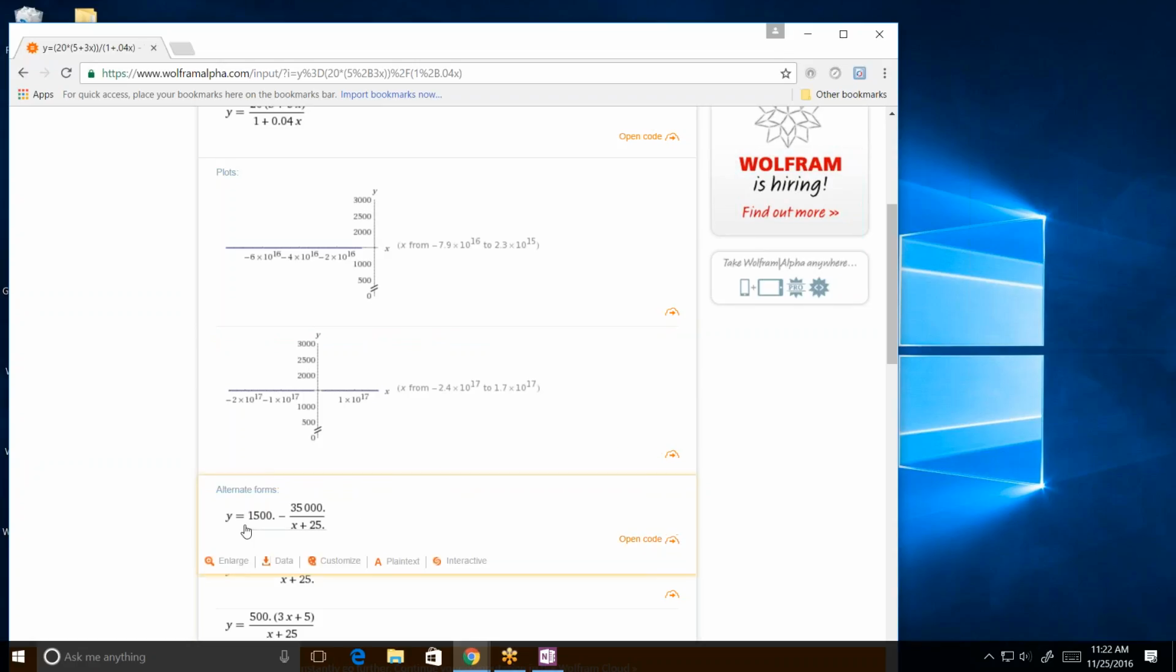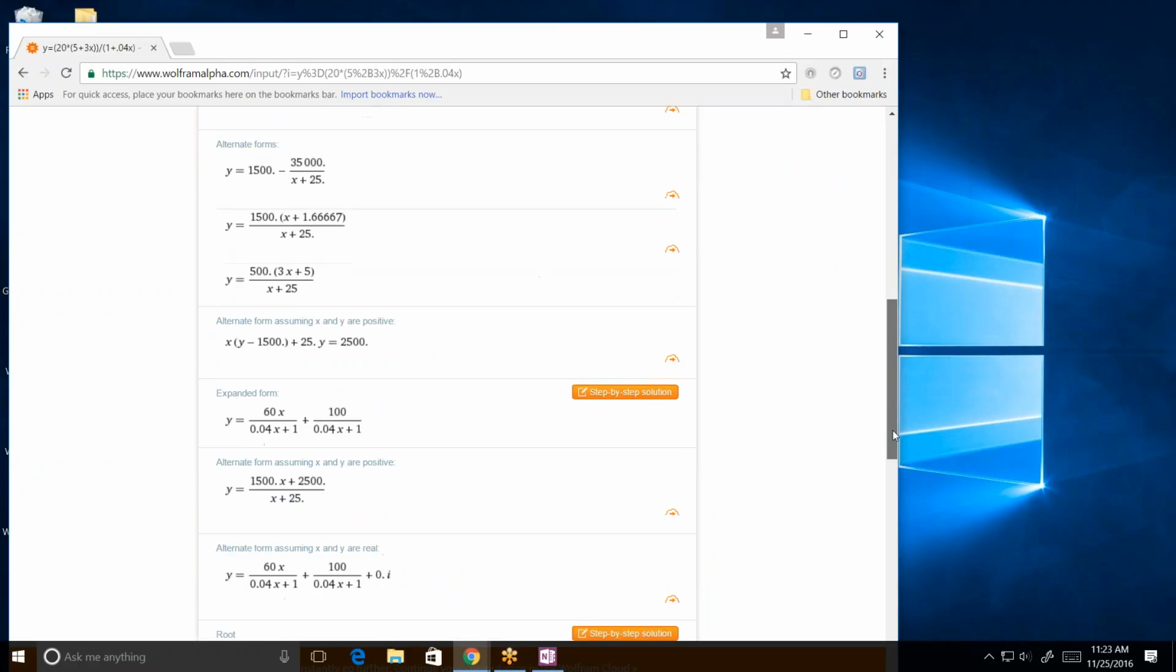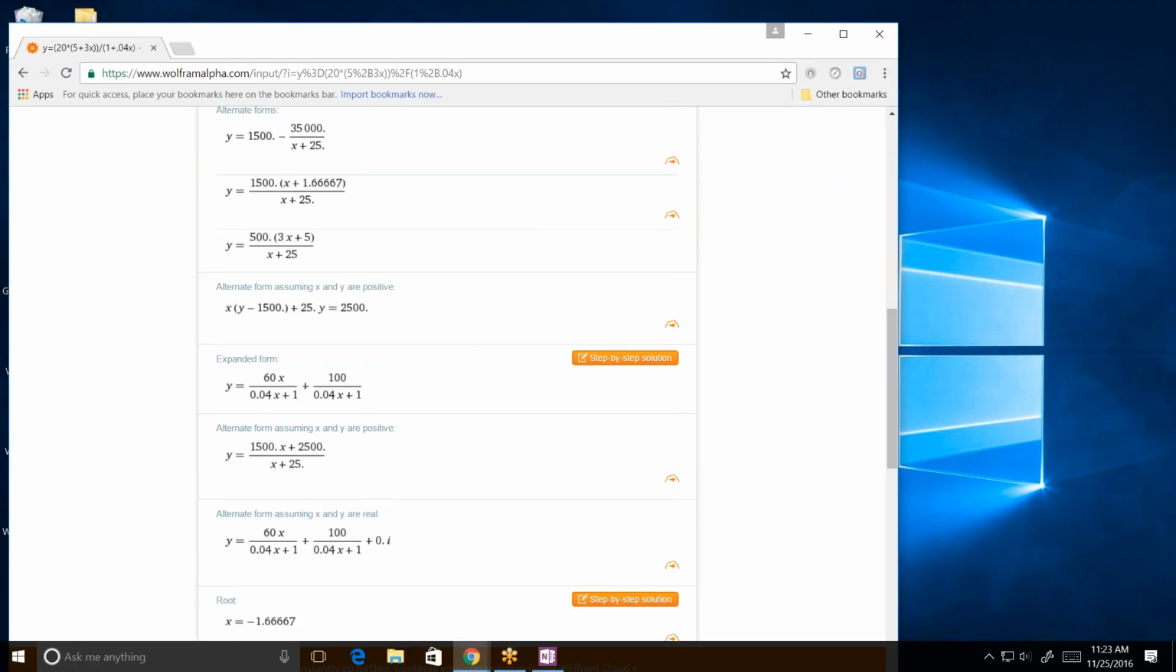However, look at this alternate form down here. It's 1,500 minus 35,000 all over x plus 25. They're saying that's the same function we put in. Okay? Now, imagine x goes to infinity. What happens to that number, y?